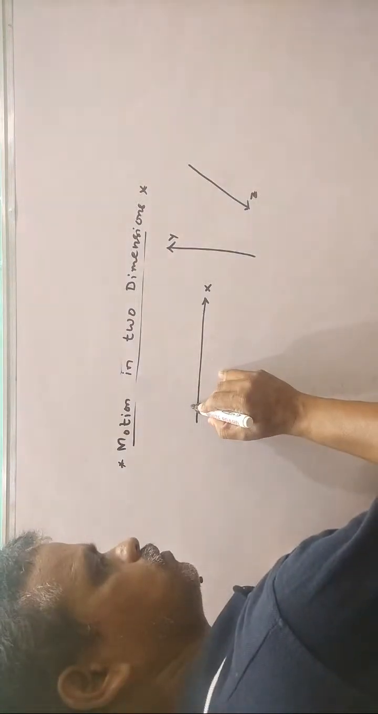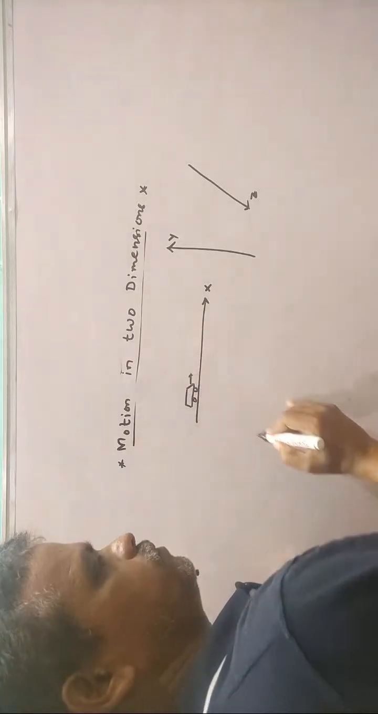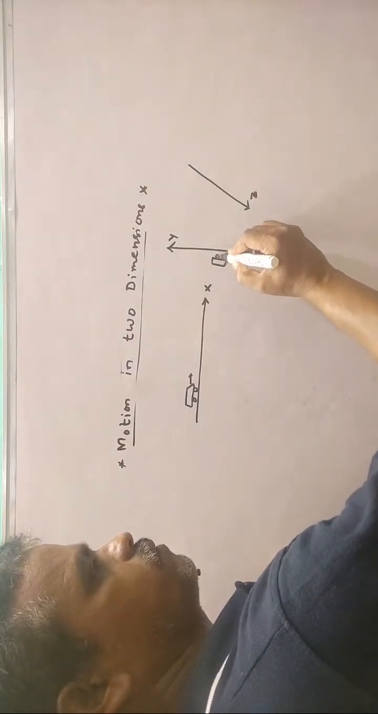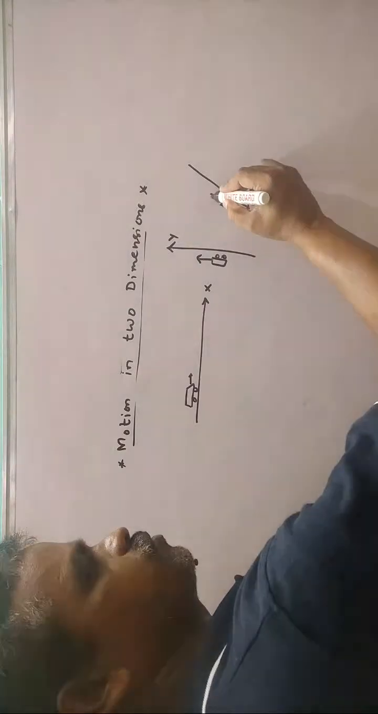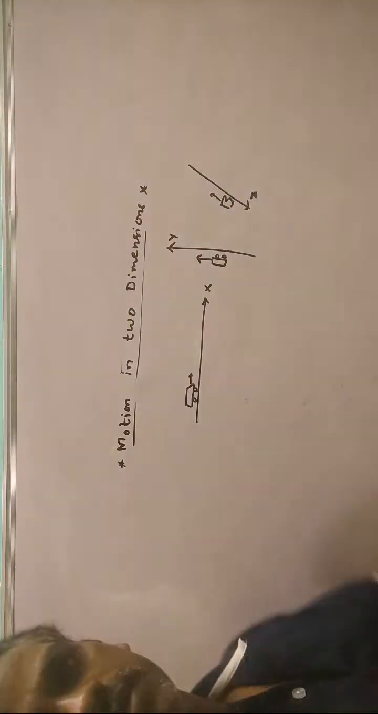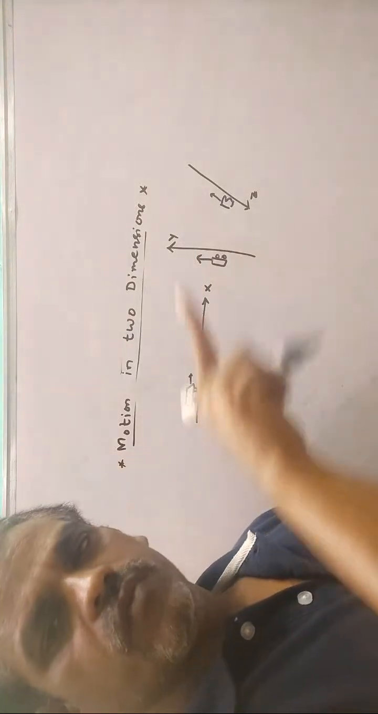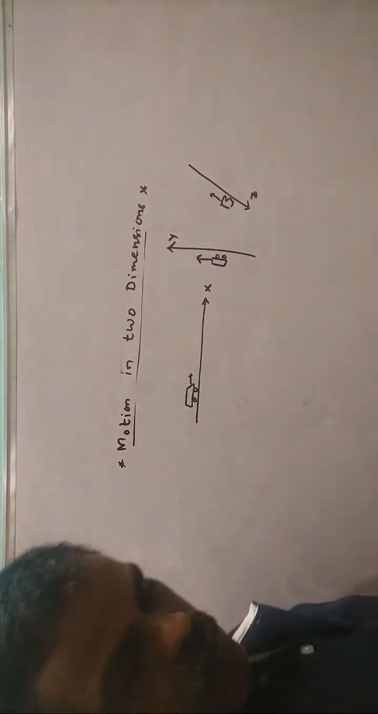So the body is moving along x direction, otherwise the body is moving along y direction, or the body is moving along z direction. Whatever it is, that means the body is moving in one particular direction, in linear direction.